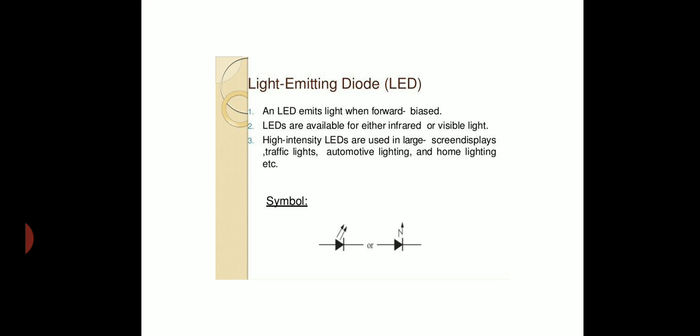Light emitting diode, LED. An LED emits light when forward biased. LEDs are available for either infrared or visible light. High intensity LEDs are used in large screen displays, traffic lights, automotive lighting and home lighting, etc. The symbol of LED is shown.